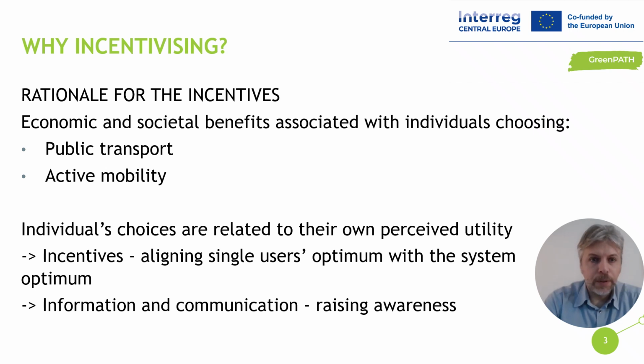Taking into account the choices made by individuals and the fact that they are related to their own perceived utilities, there are two main complementary drivers for attaining the desired behavioral change. First, incentives, which aim to align single user's optimum with the system optimum. Second, information and communication for raising awareness. This is the reason why, at the end of this unit, a dedicated module will focus on the key aspects of effective communication campaigns.